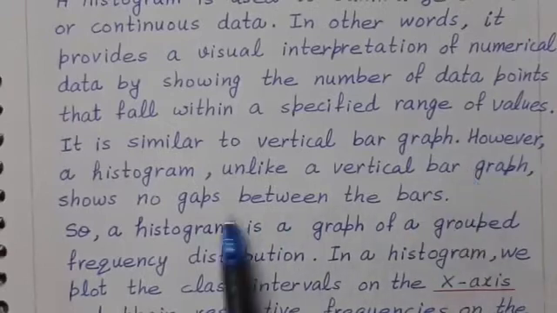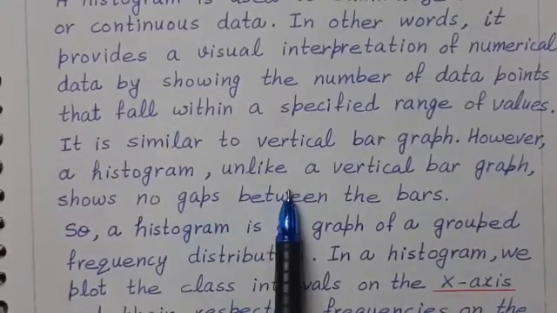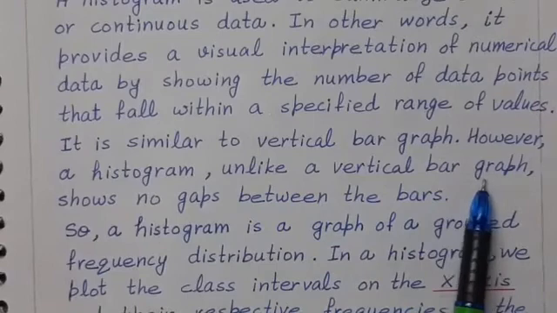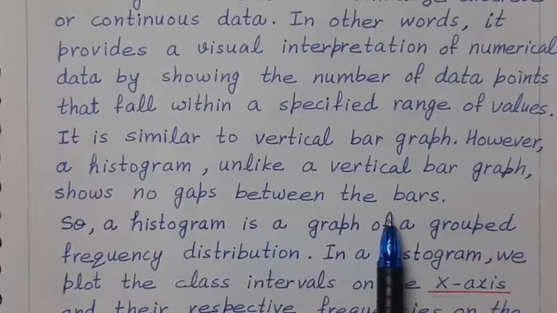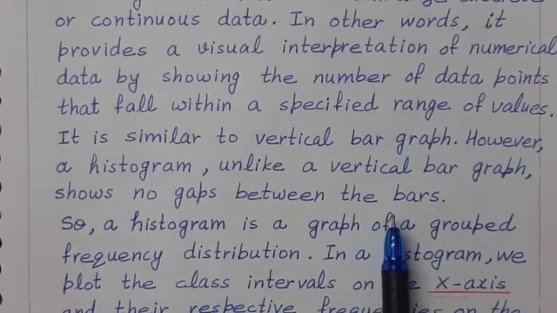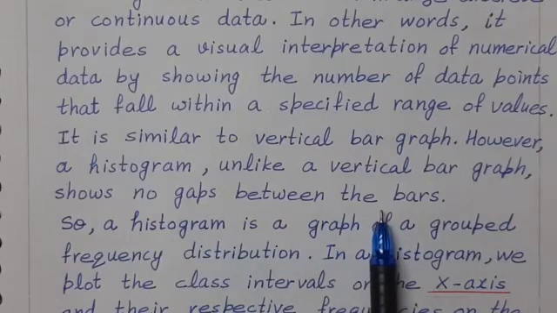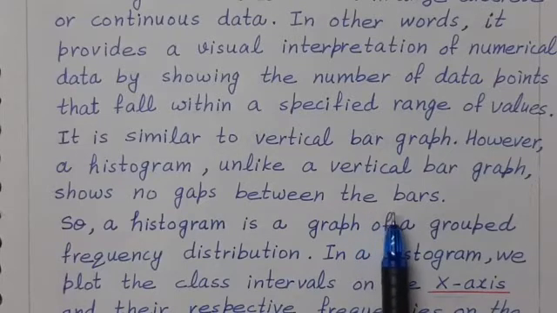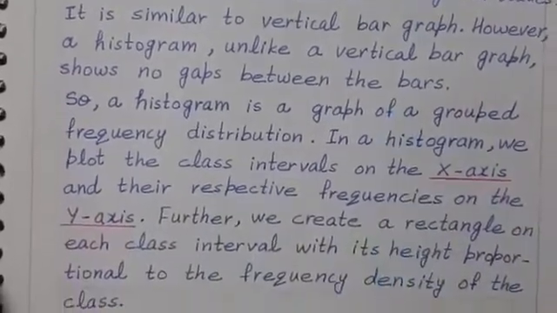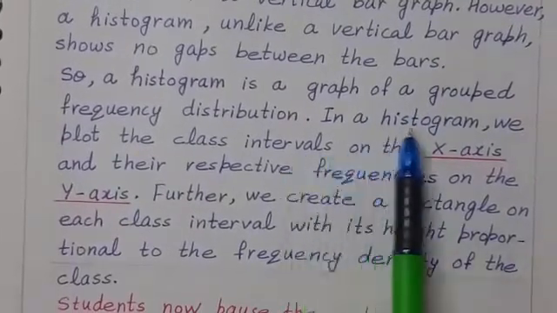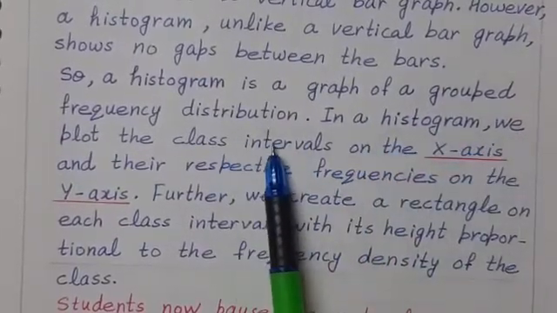However, a histogram, unlike a vertical bar graph, shows no gaps between the bars. So that means there is no gap between the bars. Clear? If there is a gap between the bars, we call it a bar graph. And if there is no gap, it is a histogram. Clear? So, students, histogram is a graph of a grouped frequency distribution.